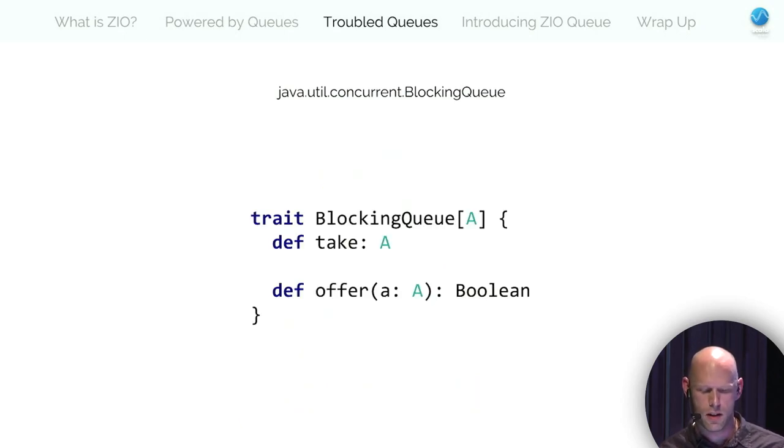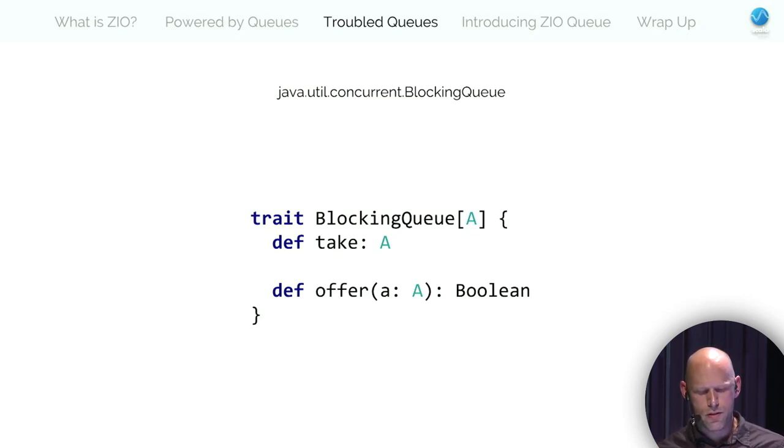It's kind of like what we would prefer to have a queue look like. It has, among other methods, two things. Take, which gives you an A out of the queue, and then offer, which puts an A into the queue. And it returns true or false based on whether or not it actually did succeed in putting that value into the queue. And it might not succeed because of the way it's been configured.